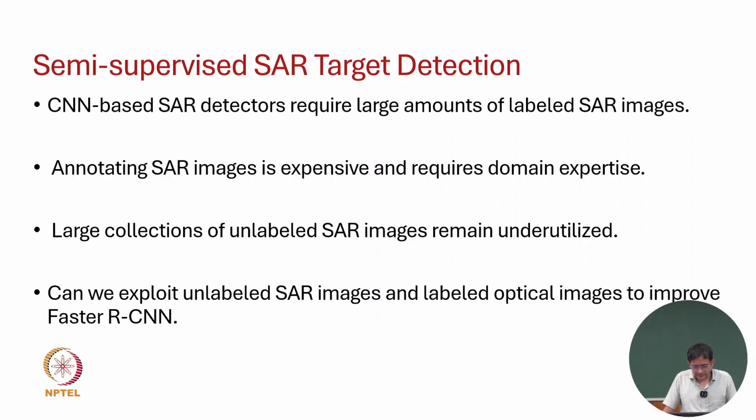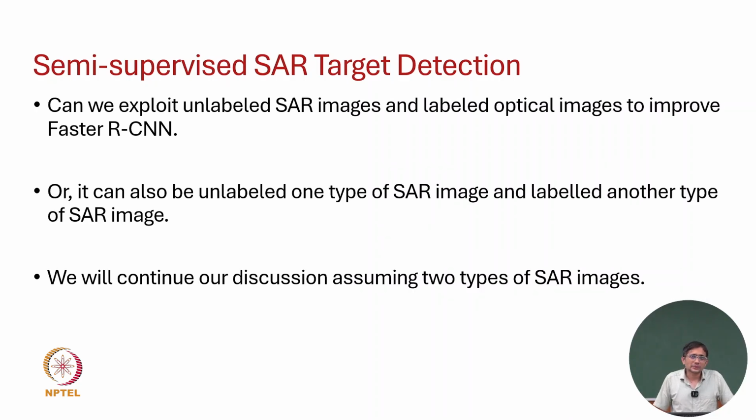However, this particular time we are discussing more in the context of SAR target detection. So the question that we are asking ourselves is, can we somehow exploit unlabeled SAR images and labeled optical images to improve, let's say, Fast RCNN and Faster RCNN, whichever? Can it be done to improve one of these object detectors? Let's think end to end. Let's say we are focusing on Faster RCNN only.